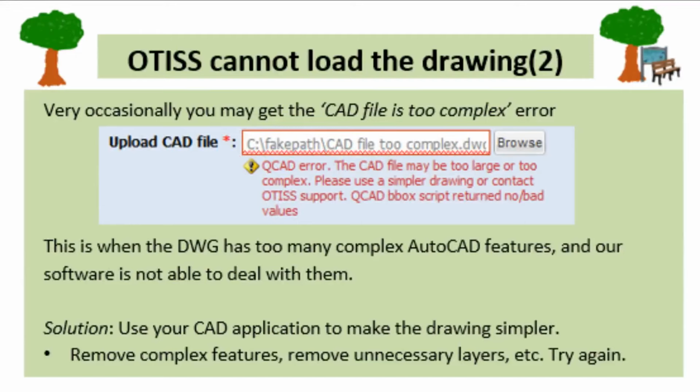Very occasionally you may get an error saying the CAD file is too complicated. This is because the CAD drawing has too many AutoCAD features and our software is not able to deal with them. So the solution is to use your CAD application to make the drawing simpler. So remove the complicated features, remove unnecessary layers, and then try it again.